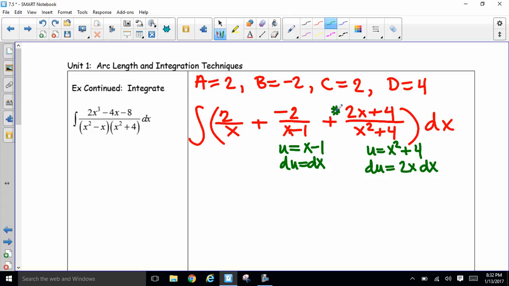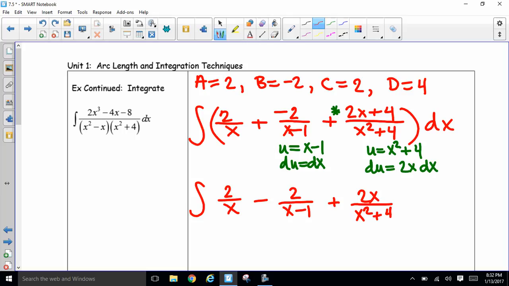What you can do is split this up into, so integral of 2 over x, and then I'm going to bring the minus out in front, minus 2 over x minus 1, and then I'm going to split this last part. And a lot of you might say, well, I can't because there's more than one term in the bottom, but I can take the one term on top, the 2x, and put it over x squared plus 4. I can't break apart the denominator, but I can break apart the numerator. So 2x over x squared plus 4, plus 4 over x squared plus 4.